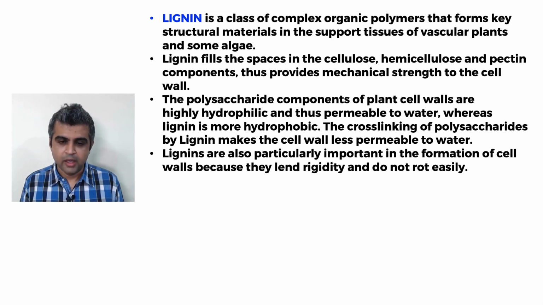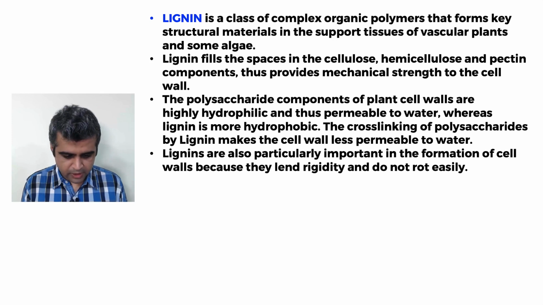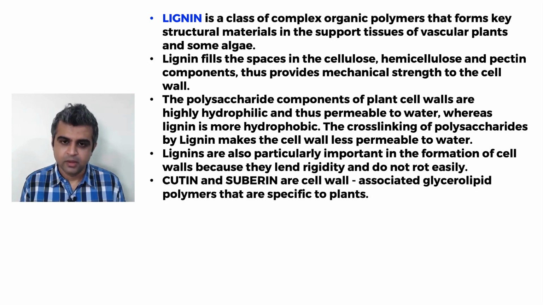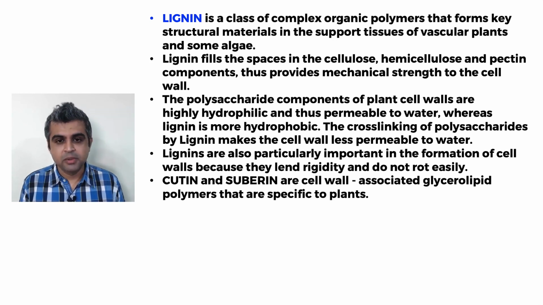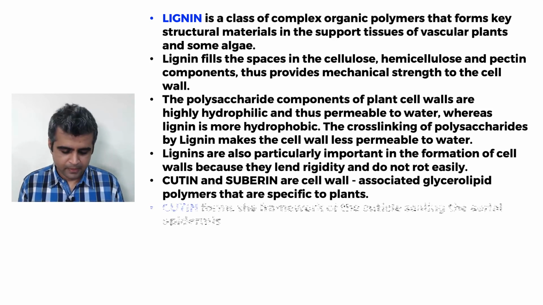Okay, the other two things that were found in the cell wall, which were not a part of the matrix, which were not a part of the polymers, are suberin and cutin. Cutin and suberin are cell wall associated glycerolipids. So these are lipids. The minute I say lipids, it should be clear that they are hydrophobic and non-polar. So cutin and suberin are cell wall associated glycerolipids, polymers that are specific to plants.